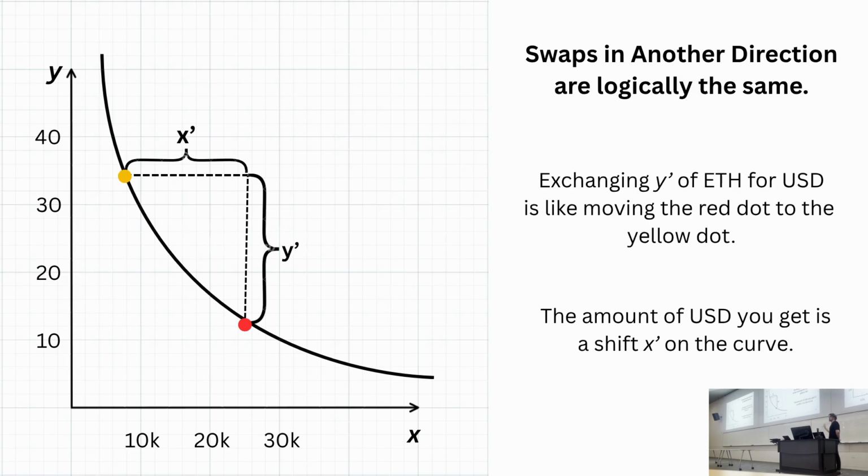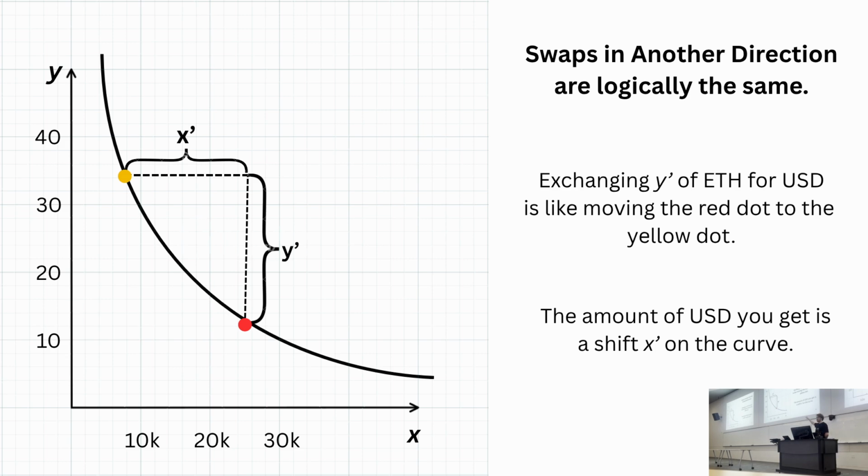Swaps in another direction work roughly the same way. By another direction, I mean, let's say you're giving some amount of ETH, you want to receive USDC or USD. It works exactly the same way. You're just isolating x prime, not the y prime. And visually speaking, it's also going to work exactly the same way.